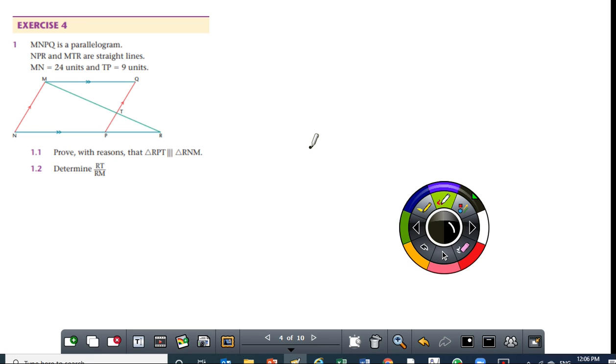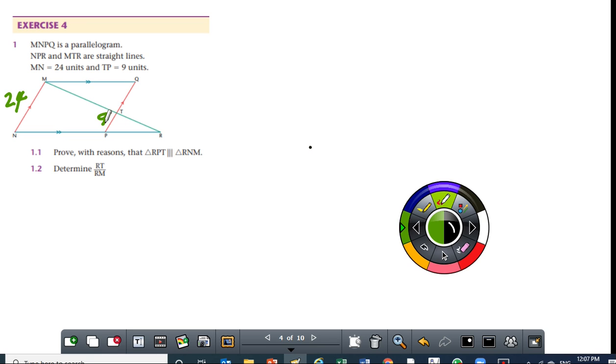Right, let's do this question before we go. Now the question says MNPQ is a trapezium. NPR and MTR are straight lines. MN is 24 units, so let's label it. This is MN, 24 units. Then TP is 9 units. Question 1.1 says prove with reasons that triangle RPT is similar to triangle RNM.